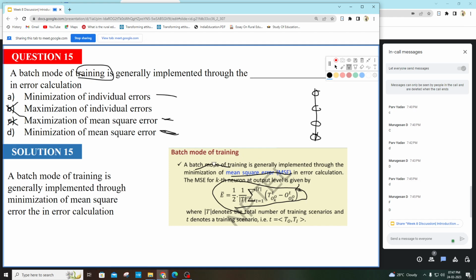So in batch mode of training, we are minimizing the mean squared error, not the individual error. If this is an incremental mode of training, then we are minimizing the individual errors. But in batch mode of training, for all the neurons, we are minimizing the error at once, that is mean squared error. Okay, so D is the correct answer. So is this clear?